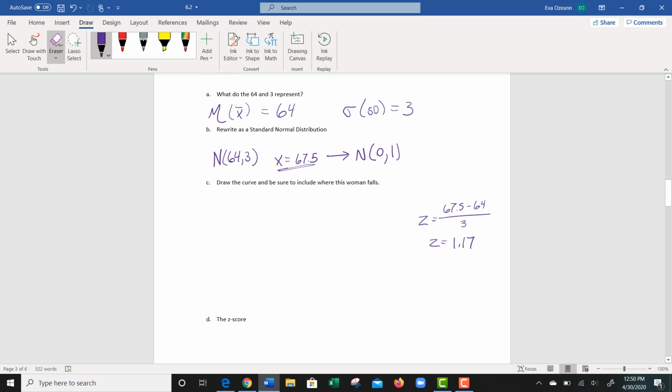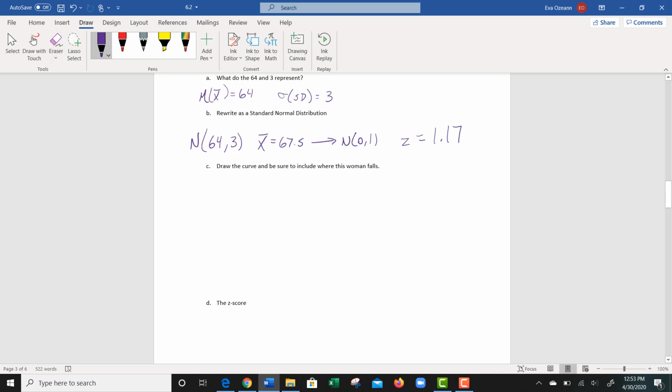So the next thing that we're going to do is draw the normal curve and show where this woman would fall. What we get when we rewrite as a normal distribution is we go from saying we have a normal curve of 64, 3, and our observation is 67.5, to changing everything into a z-score. So the mean is 0 away from itself, so z-score 0. Our standard deviation is 1 away from the mean, so that's 1. And then we take our observation and change it into a z-score.